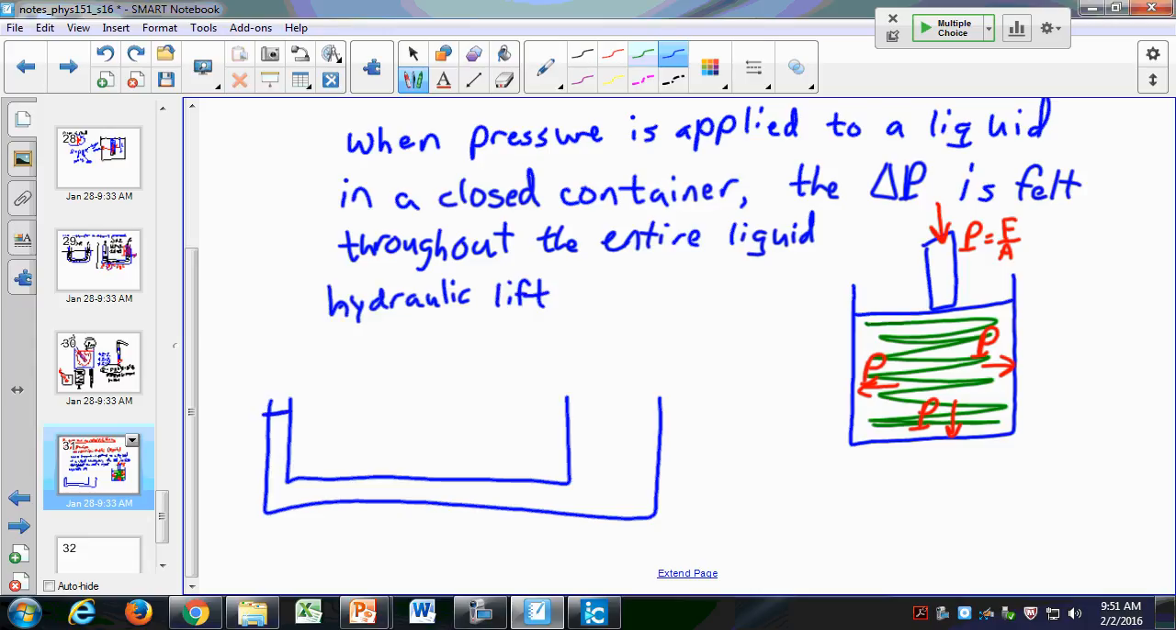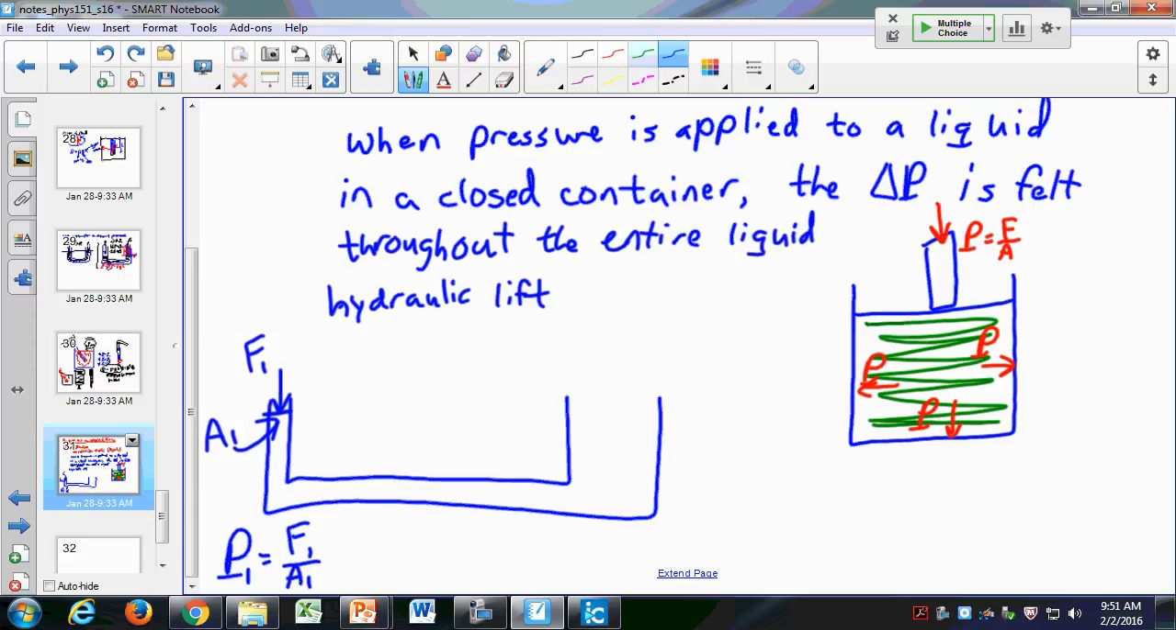I have one section down here. I apply a force, I'll call this F1. This is the area A1. And so the pressure down here, P1, is equal to F1 over A1, right? Force per unit area, that is my pressure.